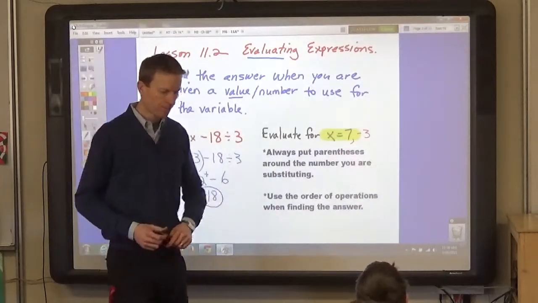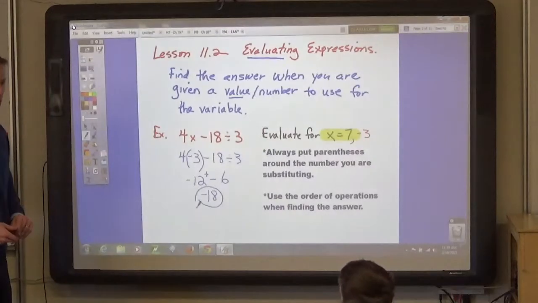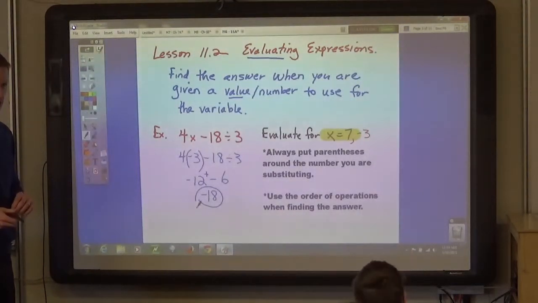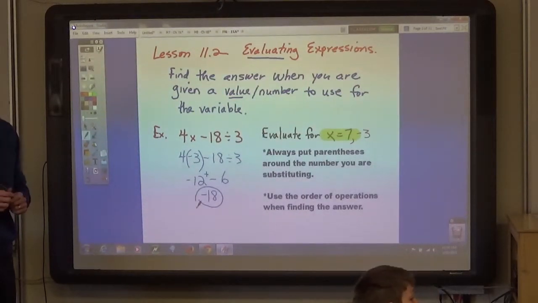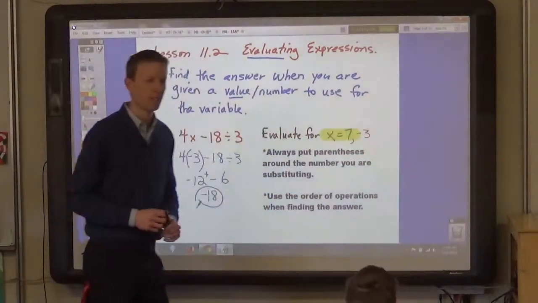Sandy? Wait, so if it's 2 numbers, you have to do both of them? Yep, you have to do both of them separately and get different answers. But what do you do with the different answers? You leave them. They're both answers to the question. You have 2 answers. You might have 3 answers or 4 answers, depending on how many values they give you for x.